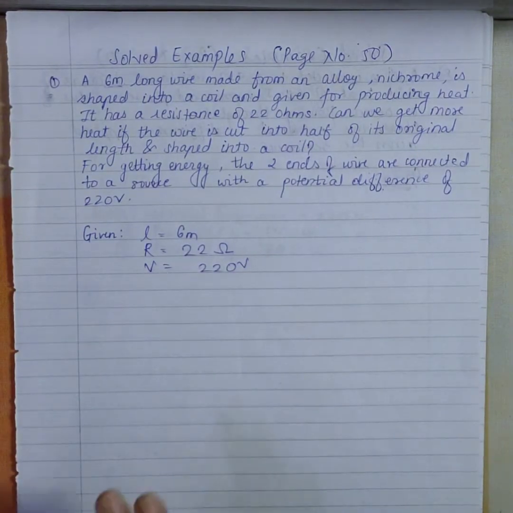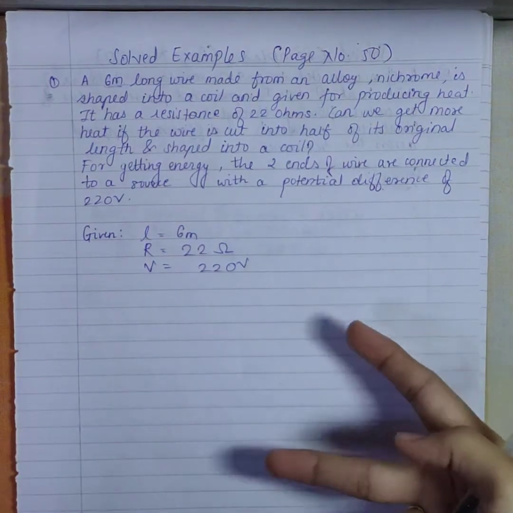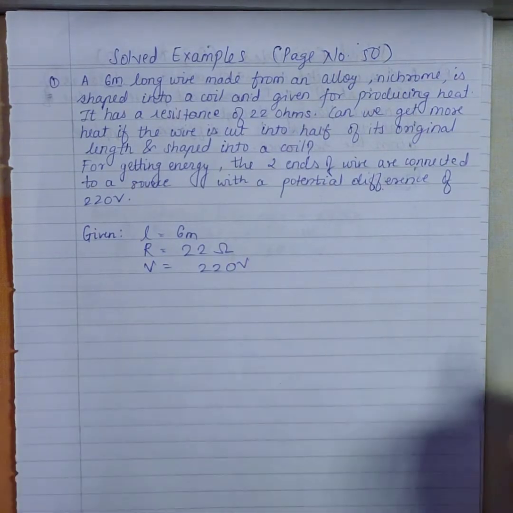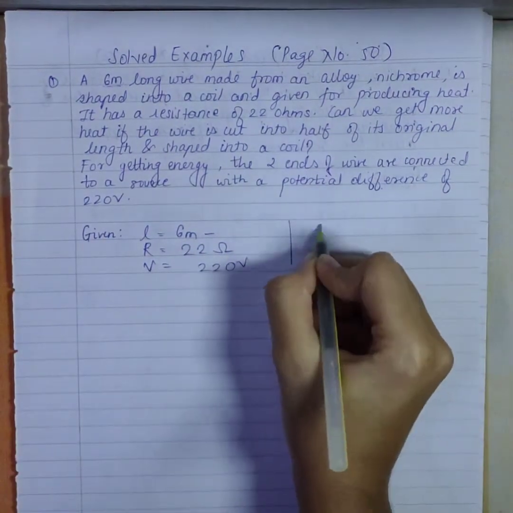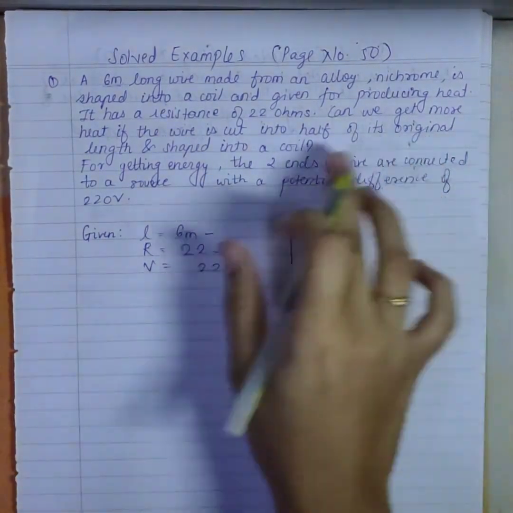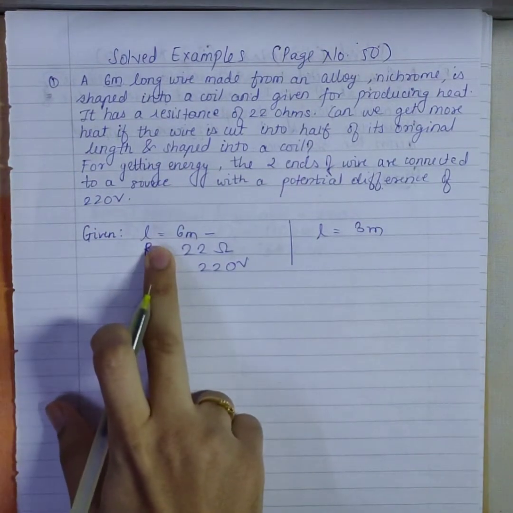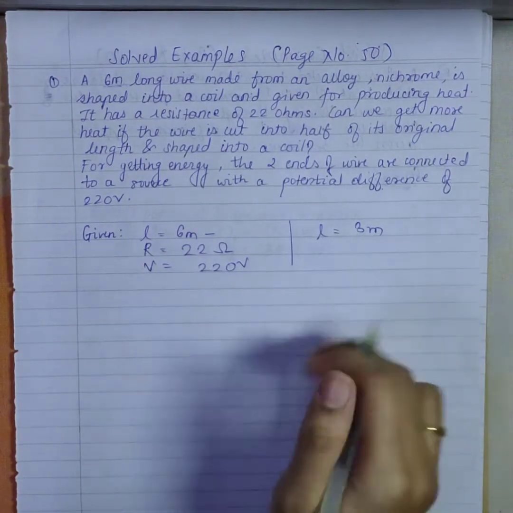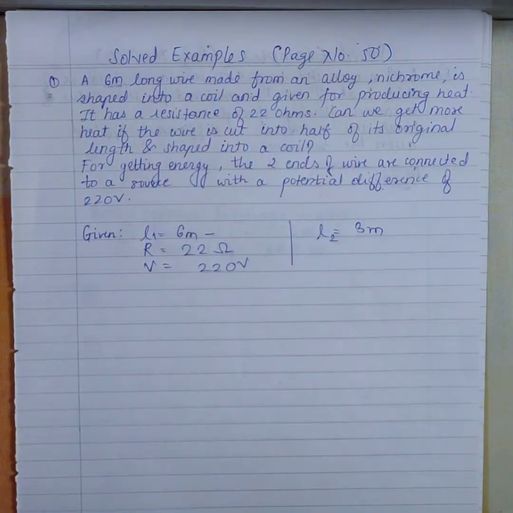Fine. Now understand the sum very well. What they have told you is, you need to compare two types of wire here. First wire, which is its full length of 6 meters, and the second part when your length becomes half its original length, that is 3 meter. So first your wire is 6 meter and second time your wire is 3 meter. So let's name this as L1, this as L2.